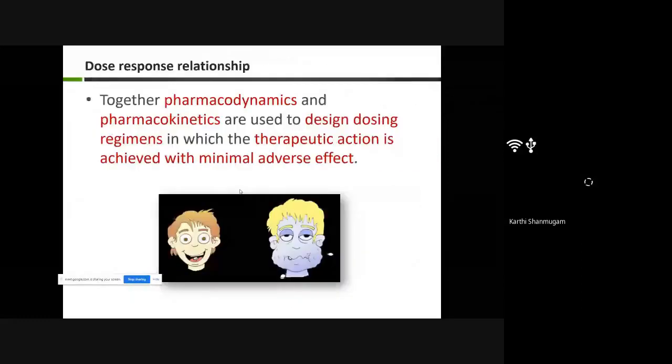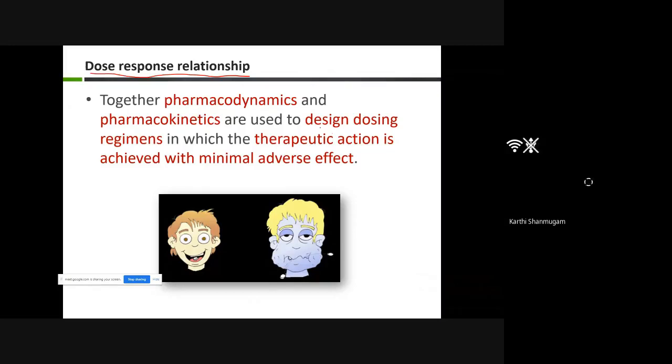Dose response relationship is very important. Again, I repeat that there are restrictions in taking the concentration of the drug molecule. Once we take a concentration beyond the recommended concentration, even molecules which are very beneficial for humans may produce a lot of toxic effects, right? That is what is called the dose response relationship.